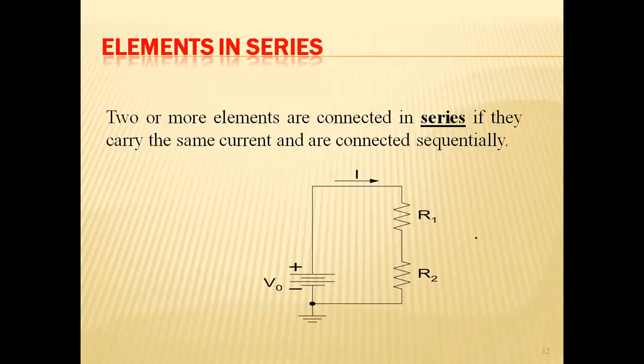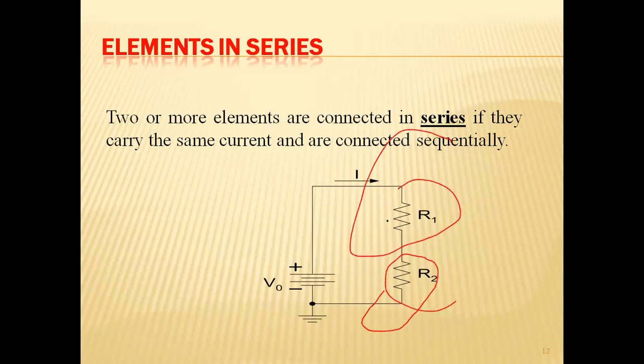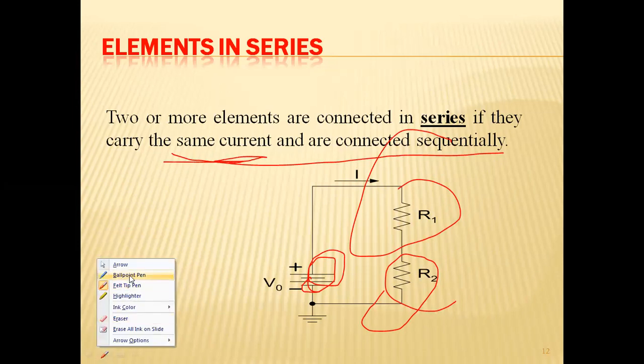Okay, then elements in series. Two or more elements are connected in series if they carry the same current and are connected sequentially. As you can see, here is one resistance, here is another, and both are connected in series with the voltage source V. So in this case, they are connected sequentially, and they carry the same current.